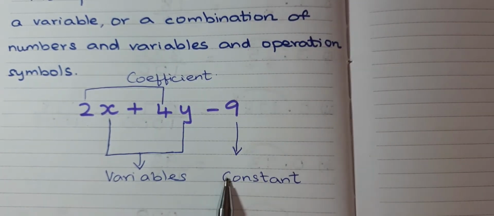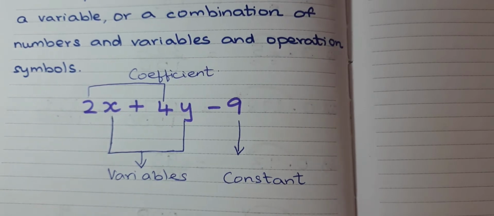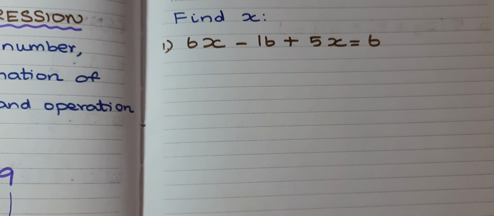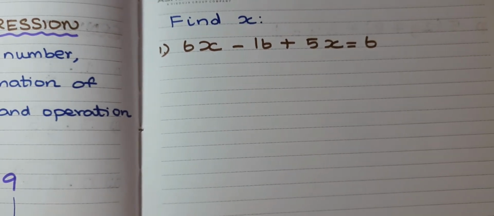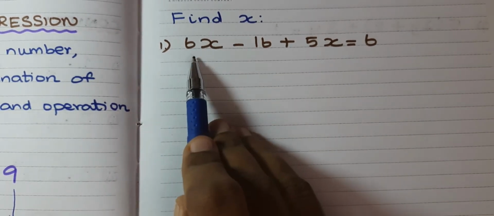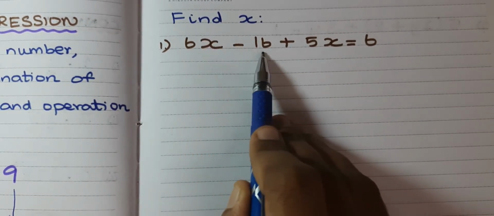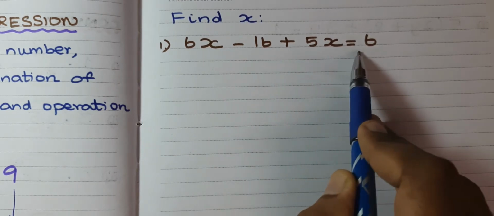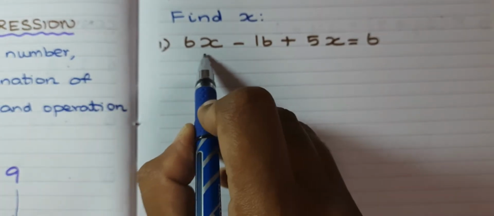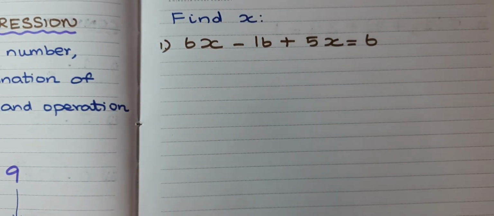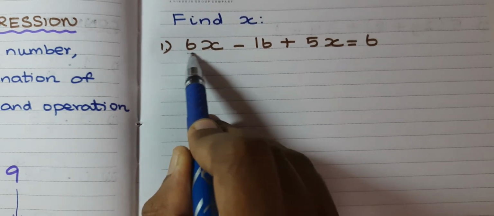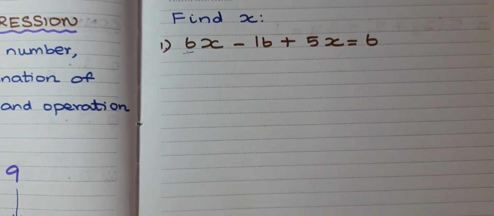So this forms the algebraic expression. Now we are going to solve a problem: how to find x in an algebraic expression. What is the first question? Find x. First problem: 6x minus 16 plus 5x equal to x. x is the variable. What is the coefficient of x? The number before it is 6. 6 is the coefficient of x.